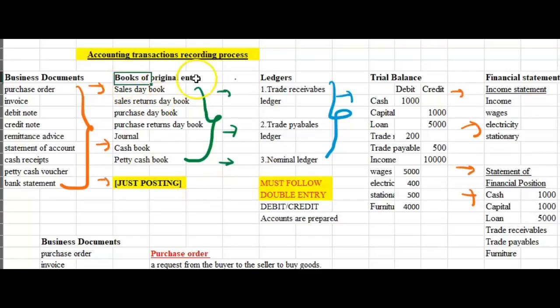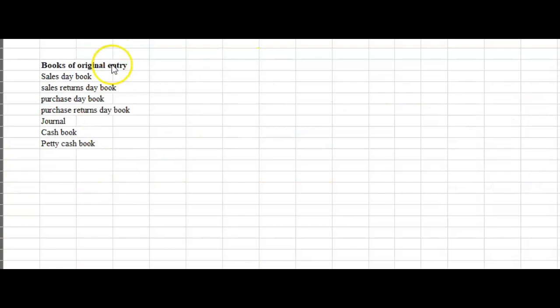Welcome to Accounting Basics. In today's video, we're going to look at the books of original entry, which are the next step in the accounting cycle after business documents. Information from business documents is first recorded in the books of original entry. This is the first place where transactions are recorded, and from here, the information is posted to other accounting records. For Edexcel IGCSE Accounting, you need to study the 7 books of original entry shown on the screen.